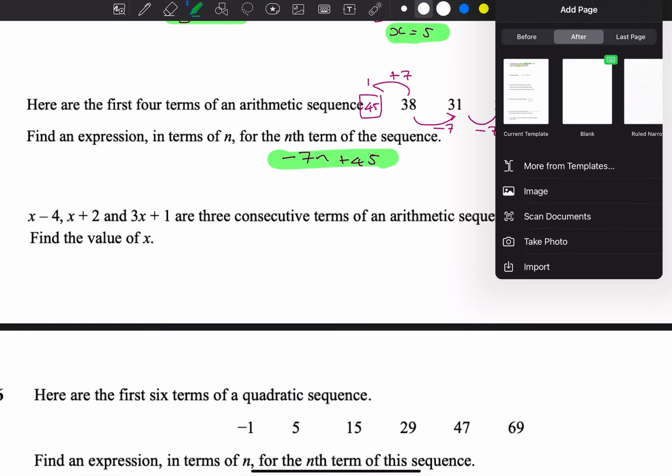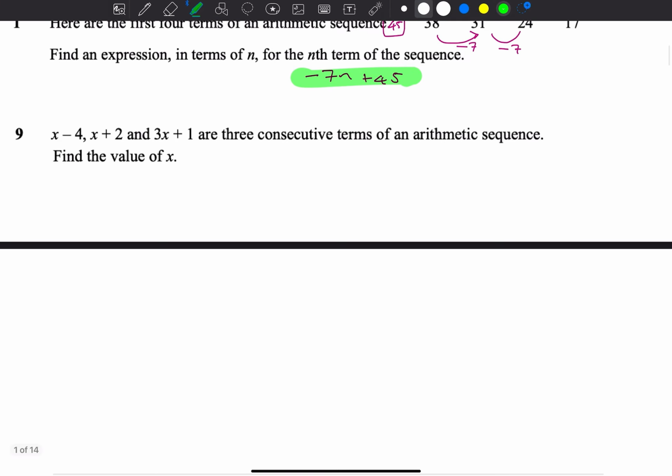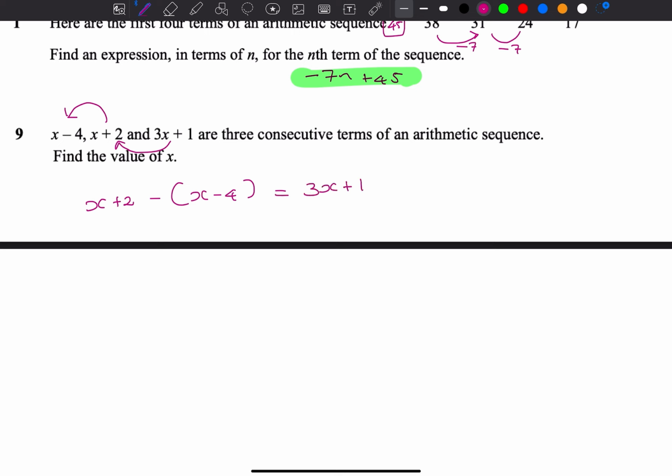On this one, if you look at it, there are 3 consecutive terms in an arithmetic sequence. Remember, when you're doing arithmetic sequence, if you want to find the x, the second term take away the first term is the same thing as the third term take away the second term. So x plus 2 take away, I'm going to put a bracket in there, x minus 4 should be the same thing as the third term, 3x plus 1, take away the second term, x plus 2. The reason I put it in a bracket is so you have to be very careful with the negative. So this will give you x plus 2 minus x, and it will be a plus 4, equals 3x plus 1 minus x minus 2.